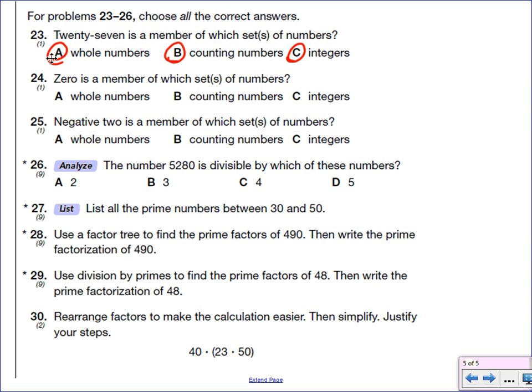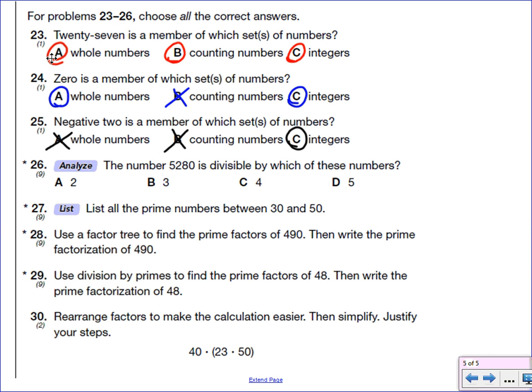Number 24, 0. You do not count 0, so it's not a counting number. It is a whole number, and it's also an integer then, because integers include all the whole numbers. Negative 2 is a member of which set of numbers? It's not a whole number, those are only positive. It's not a counting number, those are only positive. And then it's an integer. Those are the only ones up there that include a negative number.